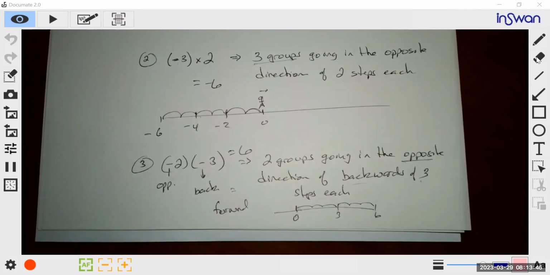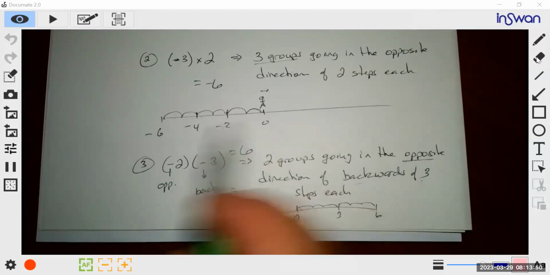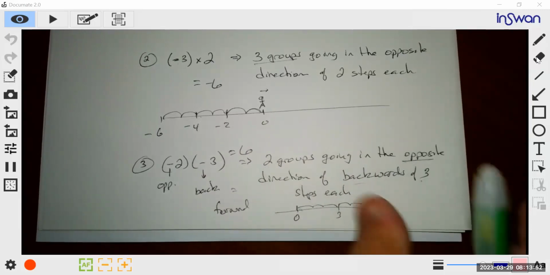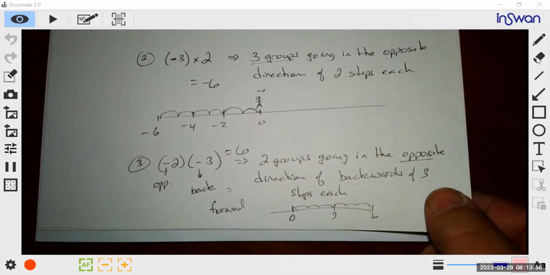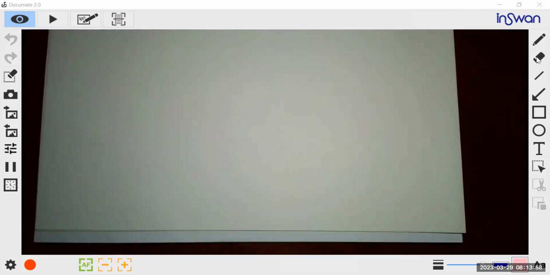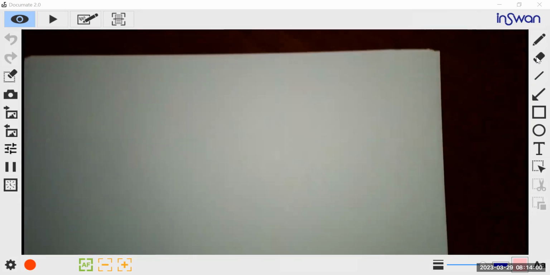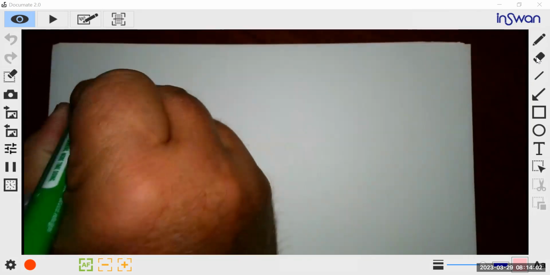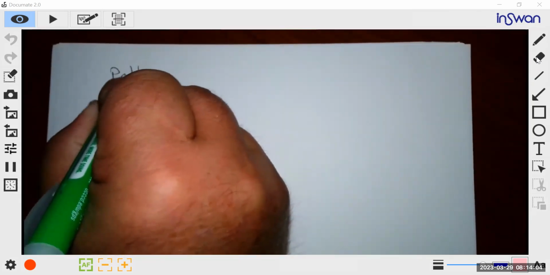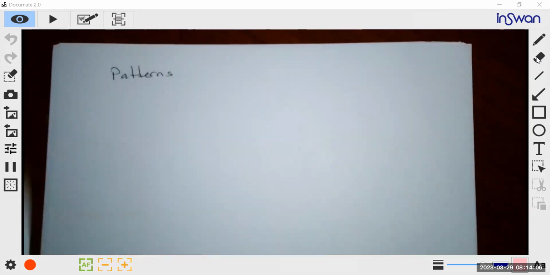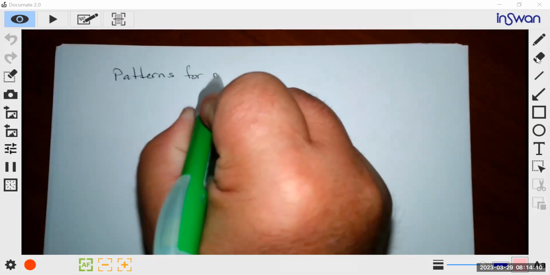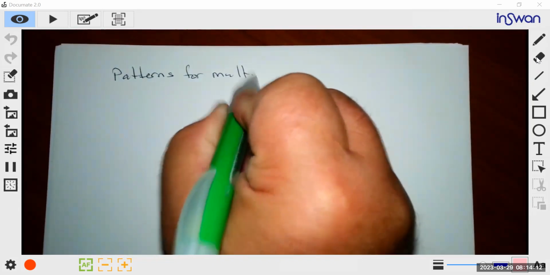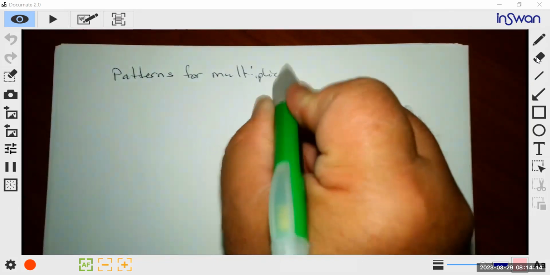That's using the number line. You can show a number line like this, or have the kids stand up and walk around. All right, the next one is patterns. Multiplication.